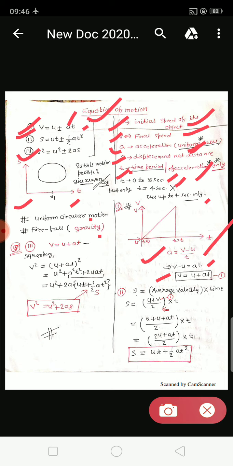How will you find acceleration? Remember my graph chapter. In a v-t graph, the slope value will give you the acceleration, and acceleration is change in speed divided by time, and here we have got the result, equation 1.